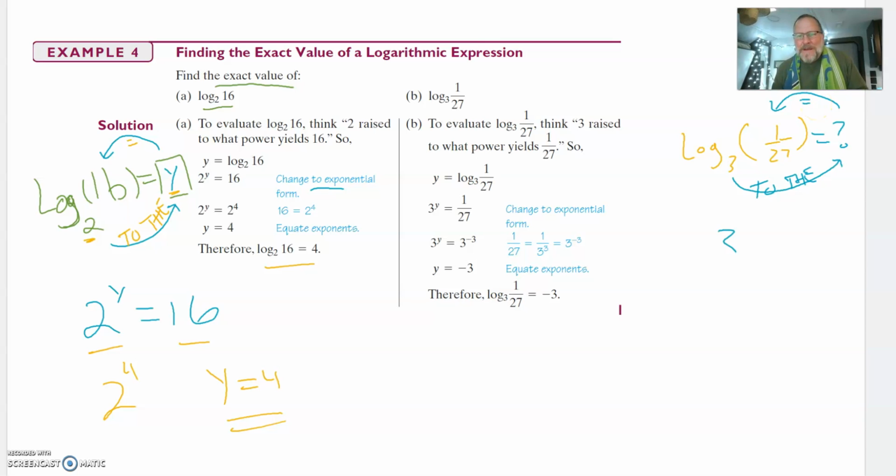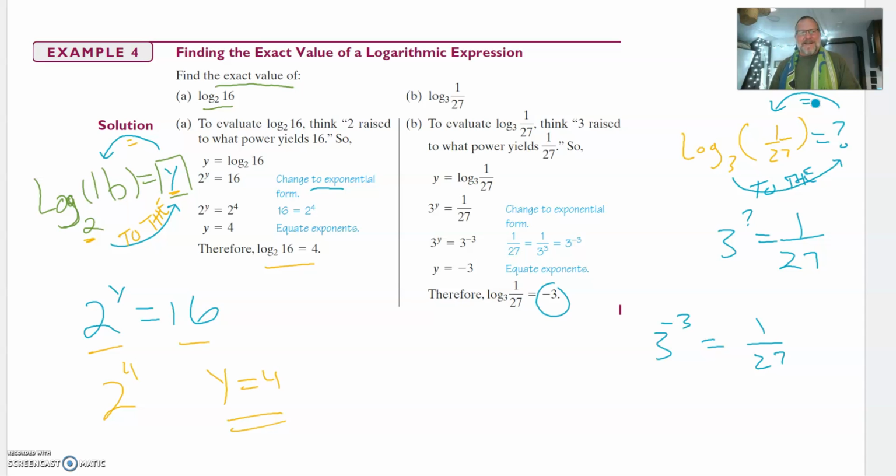So you ready? 3 to what? Question mark. 3 to what is equal to 1 over 27? Well, I know 3 cubed is 27, right? 3 times 3 times 3. Yeah. How do I make it 1 over? Oh, wait a minute. I know. My teacher said it in the last period. Negative exponents make it 1 over. And that's why our answer is -3.